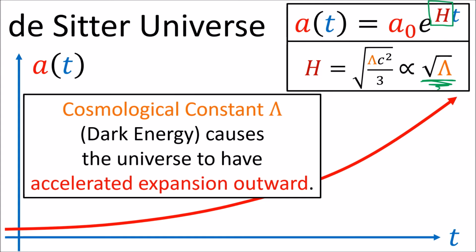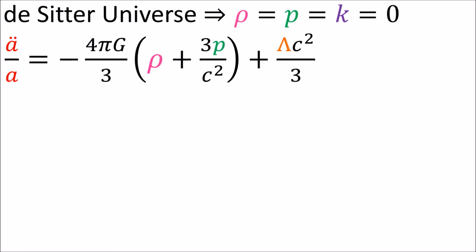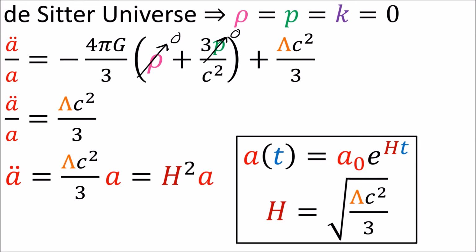So we can see here that the cosmological constant has the effect of causing the universe to have accelerated expansion outward for all time. The second Friedmann equation doesn't tell us anything new, but the exponential solution we got is consistent with it.